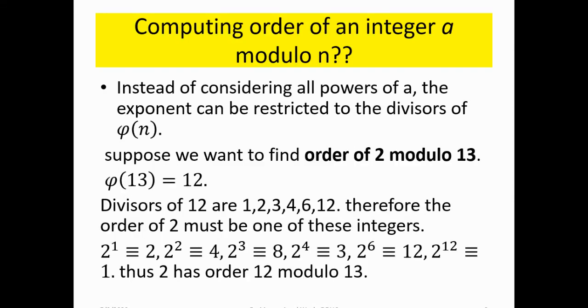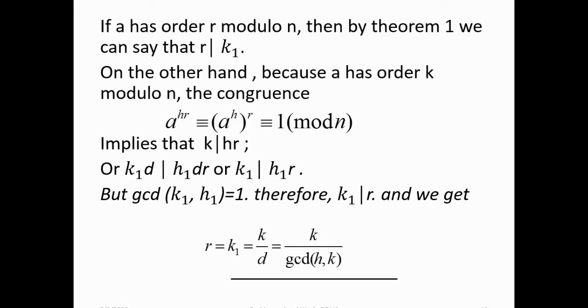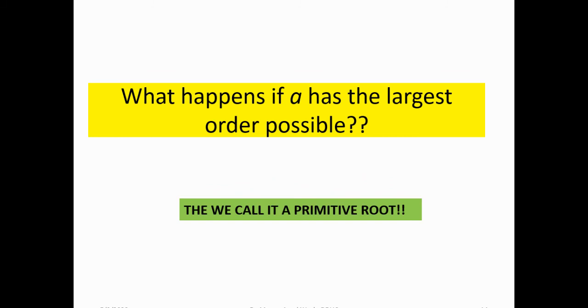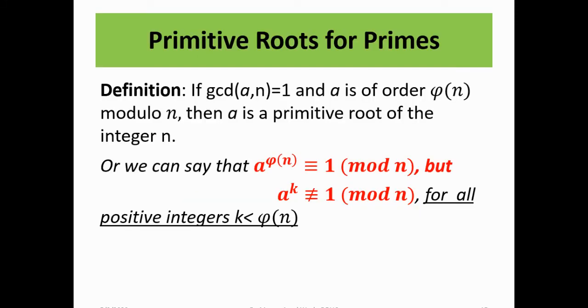Now we are asking what happens if an integer a has this maximum order. What happens if a has the largest order possible? Then we call it a primitive root. So now the primitive root is coming. Let us see the definition of primitive root for primes. If a and n are relatively prime and a is of order phi n modulo n, then a is a primitive root of the integer n. That is, if a has order phi n modulo n, then we say that a is a primitive root of n.